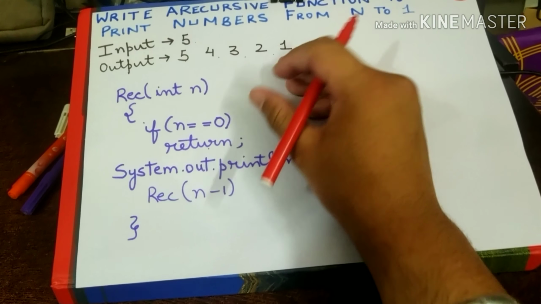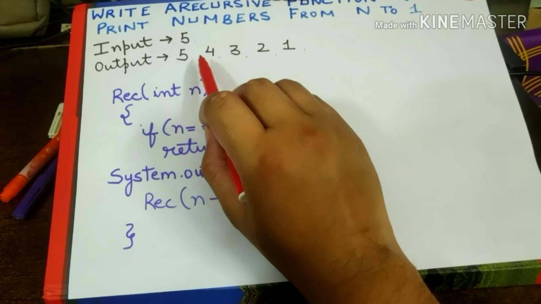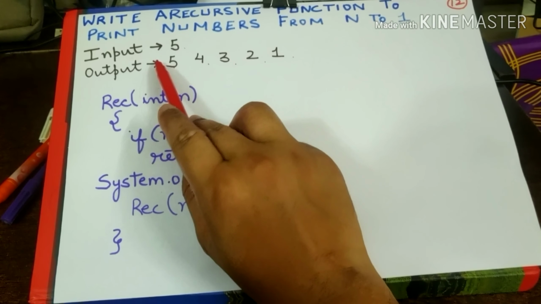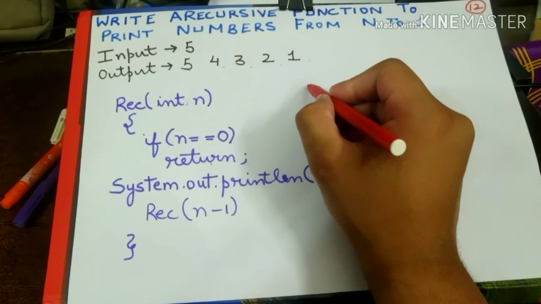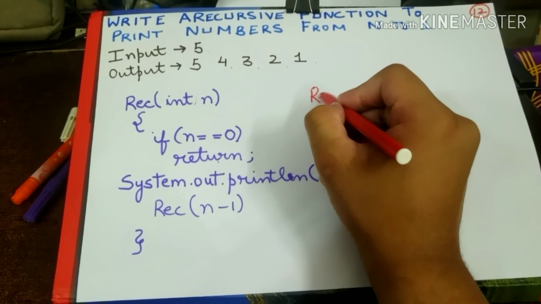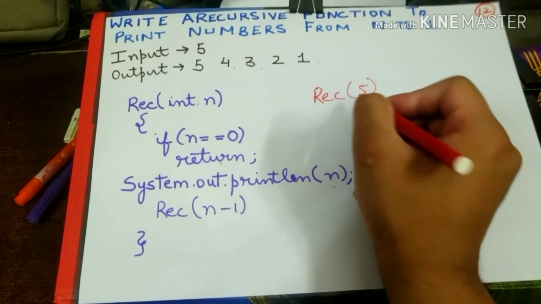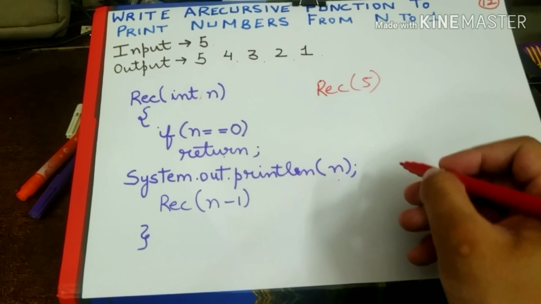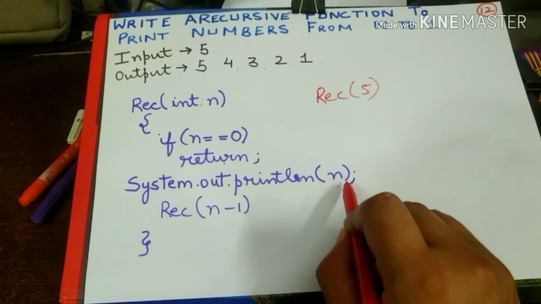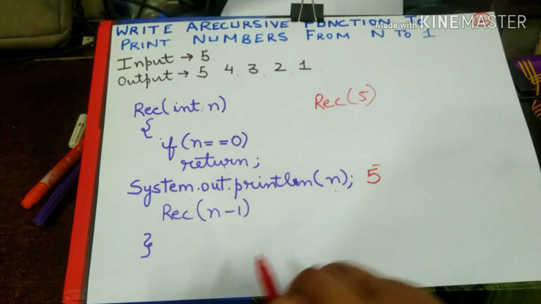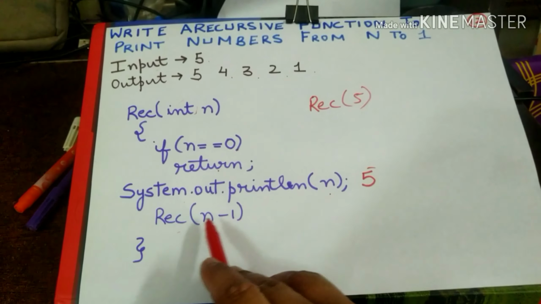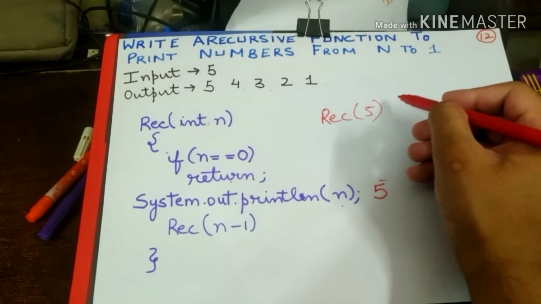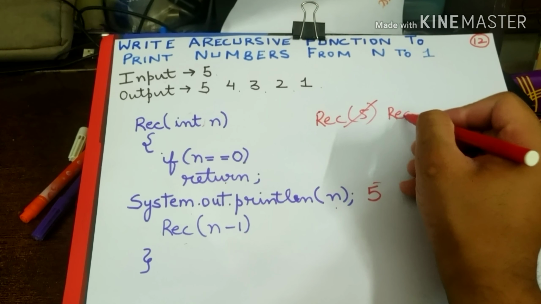Okay, so we need to find the numbers from n to 1. N is 5, so we need to find 5. Is 5 equal to 0? No, so it will come to this statement, System.out.println(5). So here the 5 will be printed. Rec(n - 1), that is rec(4). So rec(4) will be called.